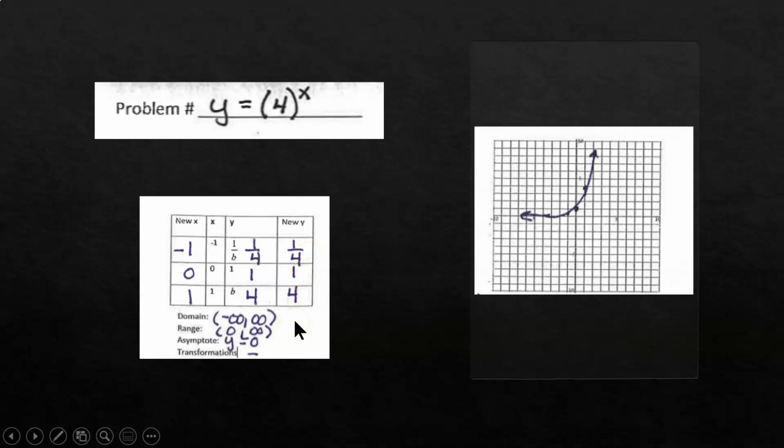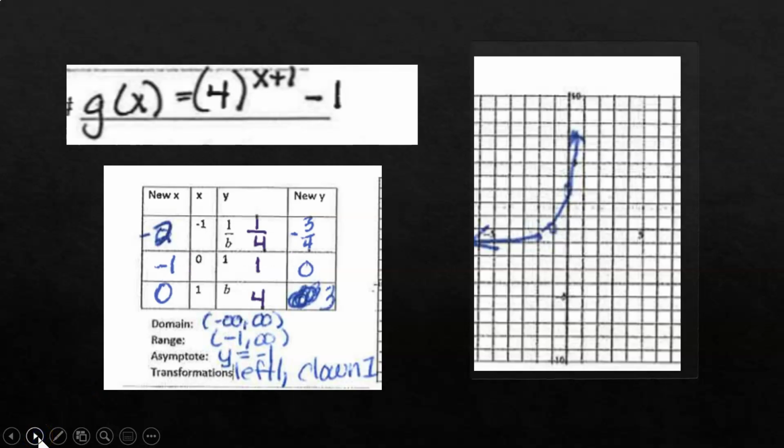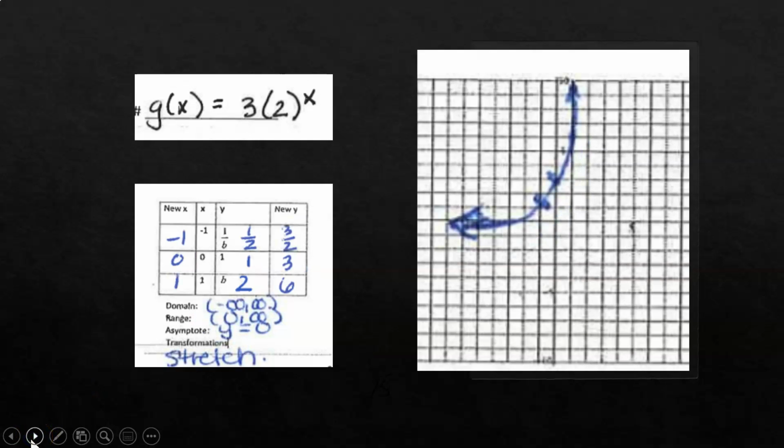Your domain is negative infinity to infinity. Your range is 0 to infinity. Your asymptote is y equals 0, and there are no transformations occurring. There's your graph. The next one, did I get this right?